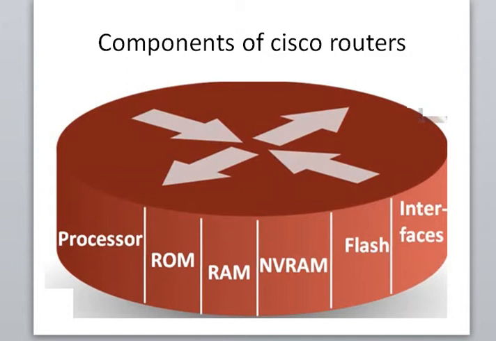The components of the router are the processor, the same as in a computer. Then ROM, RAM, NVRAM, and flash. What is flash? Flash is where your IOS, the operating system, is stored. I know you may not understand what IOS is. The operating system of the router is called IOS, which is stored in flash. Then we have interfaces, the same as in a computer. In the next slide I will explain the components in detail. If you don't understand, not a problem.